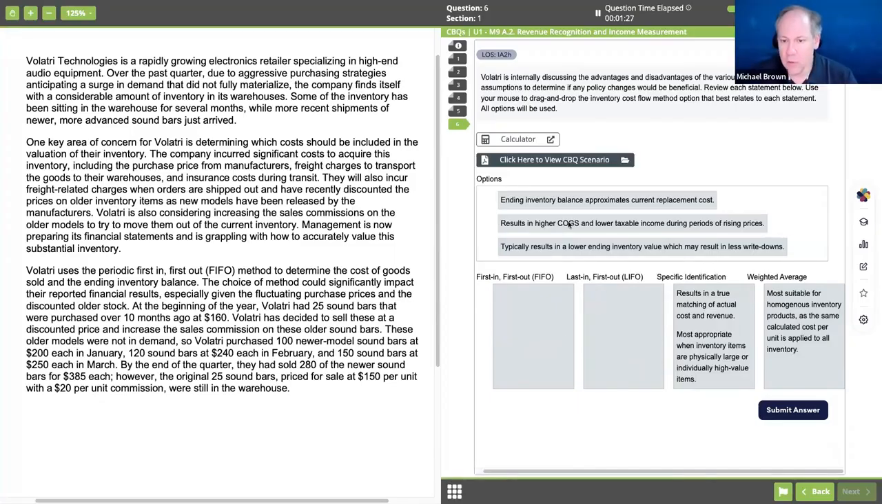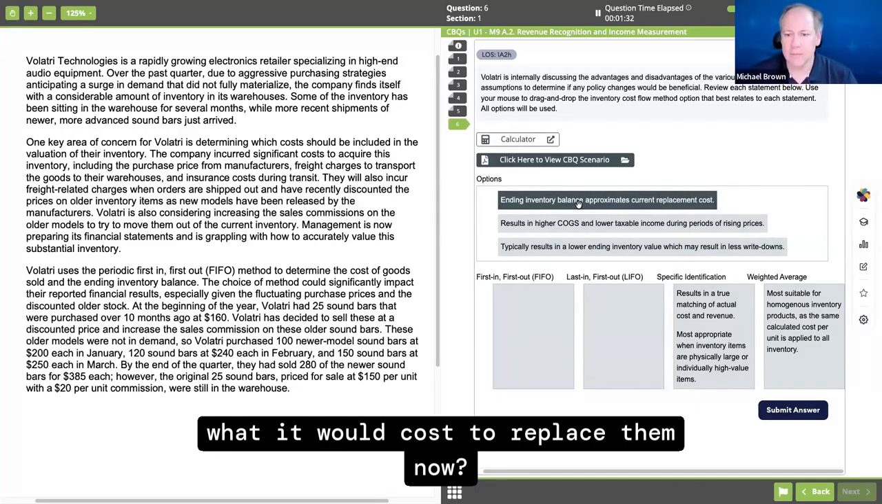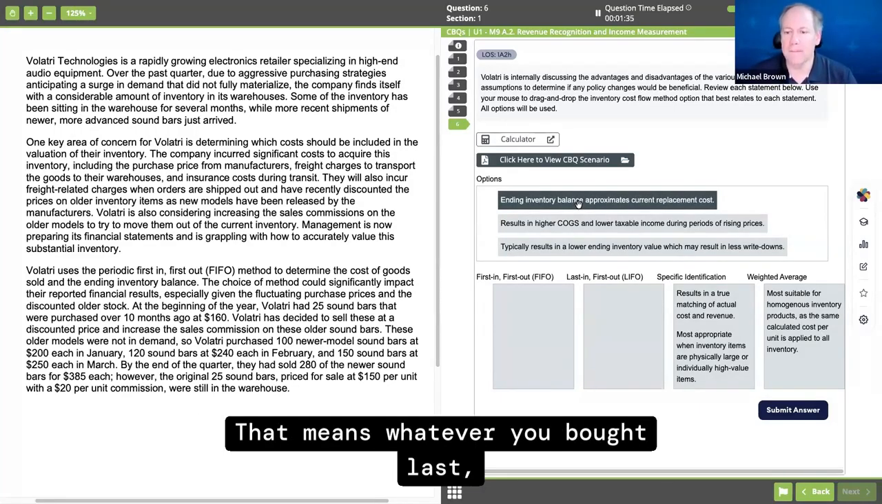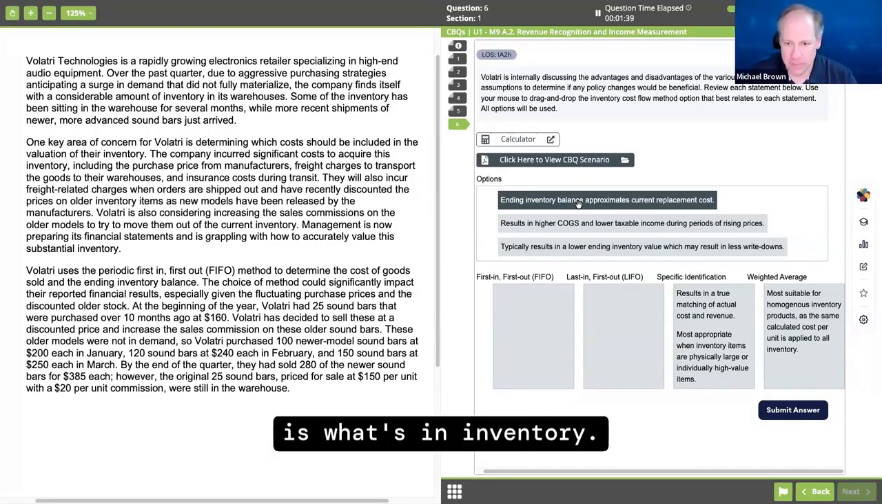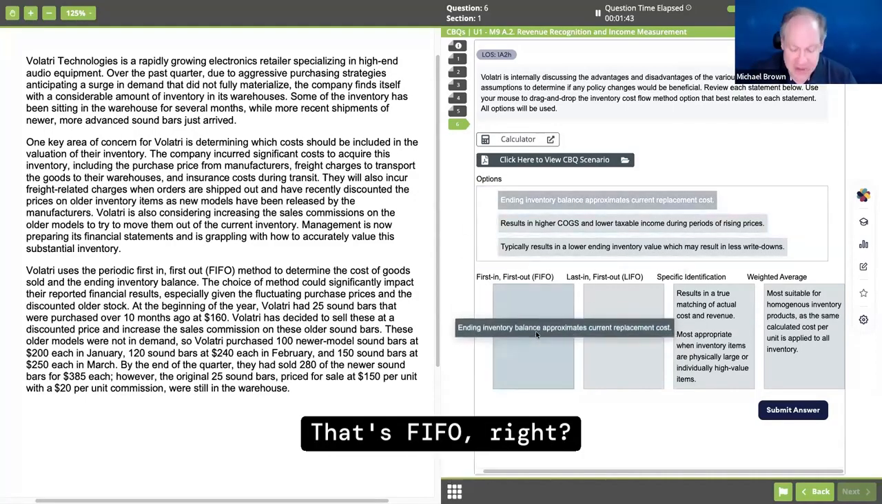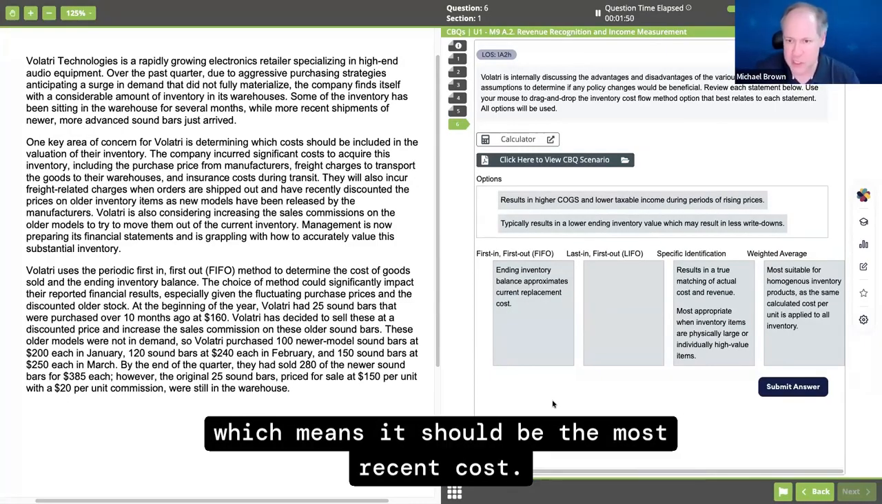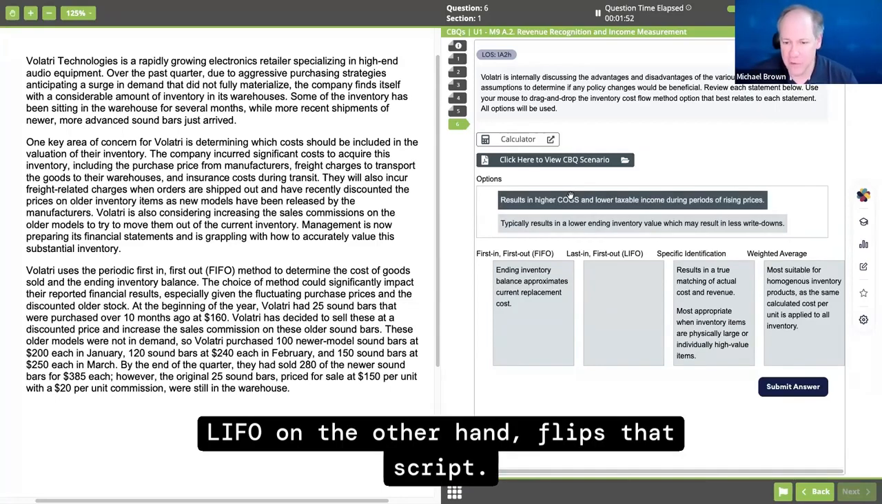Okay. The first one says, well, which one would ending inventory be what it would cost to replace them now? That means whatever you bought last is what's in inventory. Whatever you bought earliest is what you sold. That's FIFO, right? That basically says the last thing you bought is what's ending inventory, which means it should be the most recent cost. LIFO, on the other hand, flips that script.